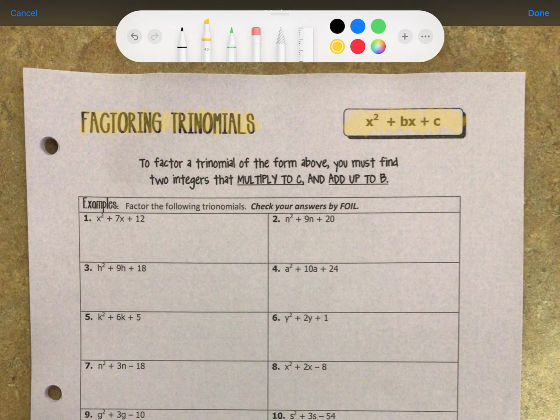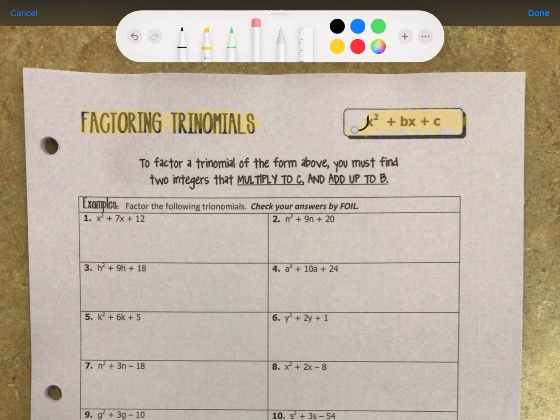Hey, it's Miss Messer here, and today we're going to talk about how to factor trinomials in the form of x squared plus bx plus c. Right now we are only going to focus on when my a value is a 1. Next week we'll talk about how to factor trinomials when the a value is greater than 1.